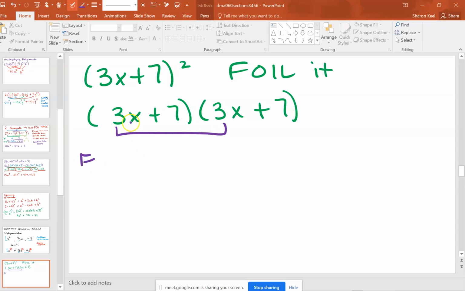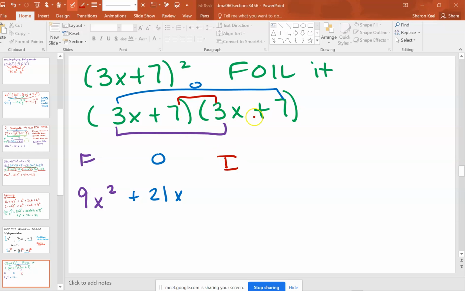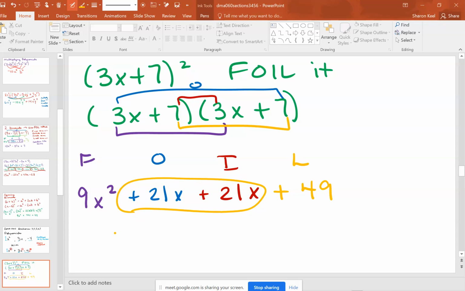First, 3 times 3 is 9. X and x would be x squared. Then when I do my outside, the outside 3 times 7 is going to be 21 with an x. My inside, 7 times 3x is going to give me a plus 21x. And then my last 7 times 7 is going to give me 49. Combine the two middle terms, and my final answer is 9x squared plus 42x plus 49.